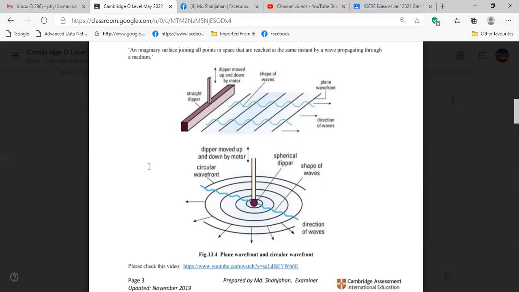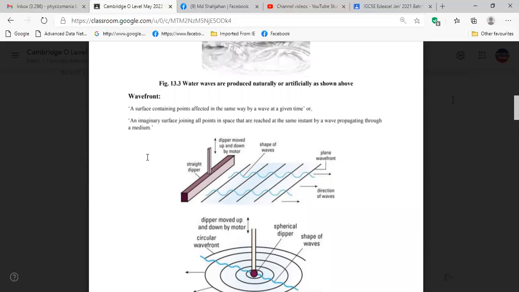Yes, sir. Okay, so first you write this heading, wavefront. Then you write both the definitions, and whichever one you prefer, you learn that one. Both are accepted. One has a little more explanation and the other is shorter. So you have both; you can learn any one, or both if you wish.